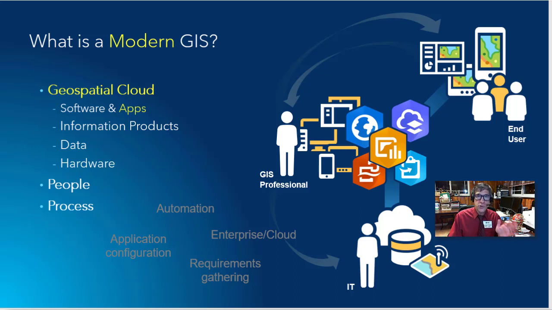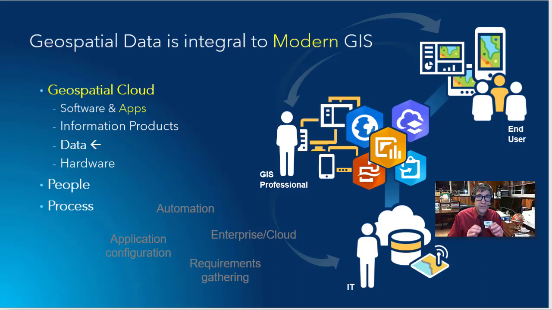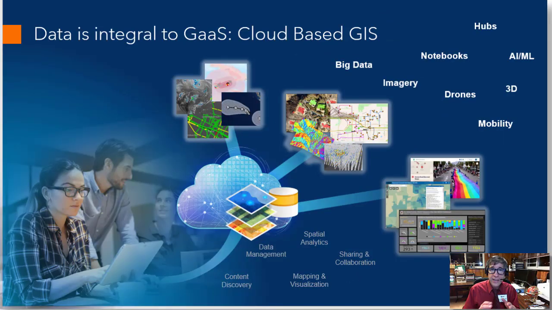Data is central to modern GIS workflows and the whole technology that is modern web-based GIS. Data is not a component of modern GIS. It is really central to all of it. The process, the structure, the infrastructure of the paradigm, the idea of modern GIS. Data is central to all of it, how it's served, how it's accessed, how it's assessed, etc. Data is also integral to this notion of GIS as a service, or GAS, cloud-based GIS.